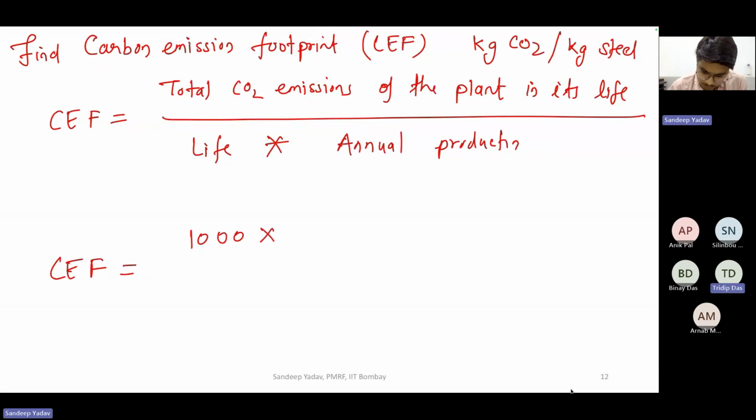First of all, we will convert the kilo to 10 raised to power 3, then one more 10 raised to power 3 to kgs.